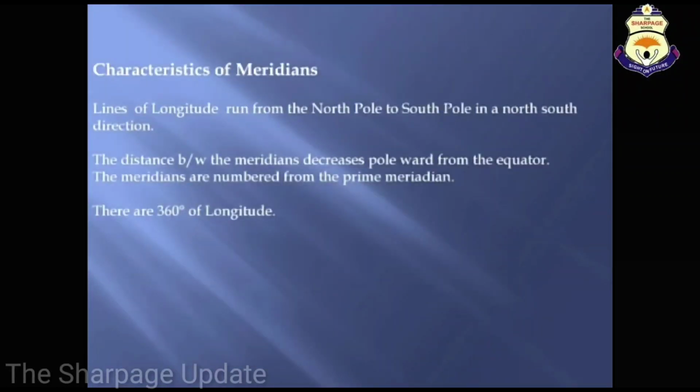Characteristics of meridians. Lines of longitude run from the North Pole to the South Pole in a north-south direction, and the distance between the meridians decreases poleward from the equator, and the meridians are numbered from the prime meridian. So, there are 360 degrees of longitude.